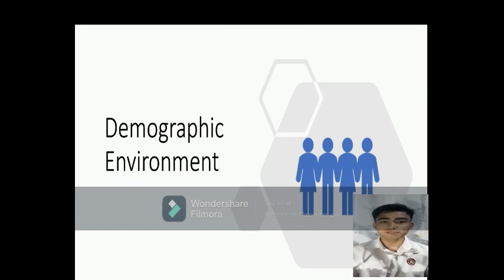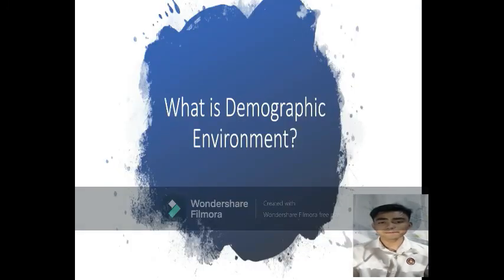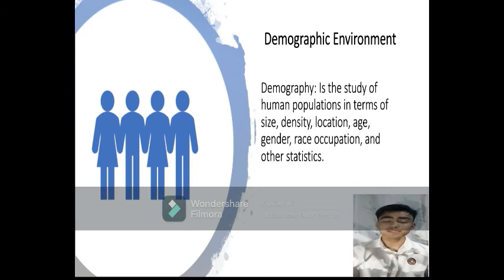My topic for today is about the demographic environment. First, what is the demographic environment? From the word itself, demography is the study of human populations in terms of size, density, location, age, gender, race, occupation, and other statistics. Also, demography provides and measures specific information about different populations such as their age, gender, marital status, income, and social class.